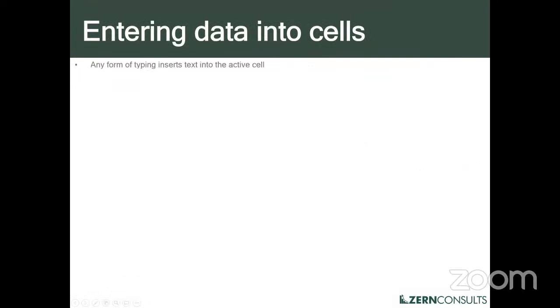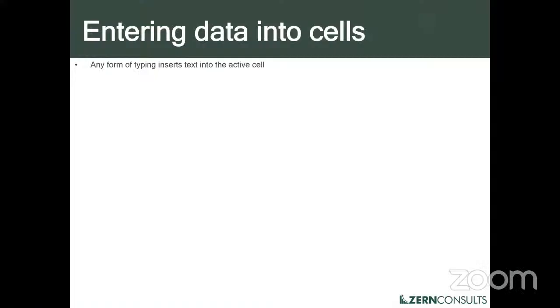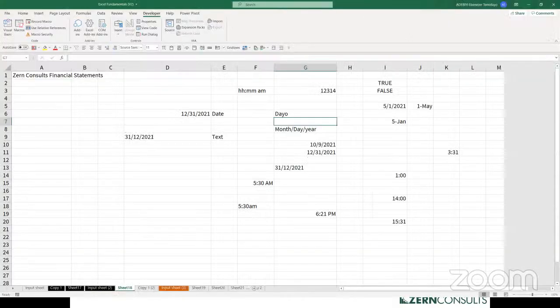All right, entering data into cells. Now, the first thing you need to know, the first rookie mistake that people don't know, is that I listed 3 of them. Number 1, any form of typing inserts text into the active cell. You need to know what the active cell is. So once my cell is here, anything I type immediately goes into that cell. Very, very important. Now, the second thing is that typing over a cell immediately replaces the content of the cell.